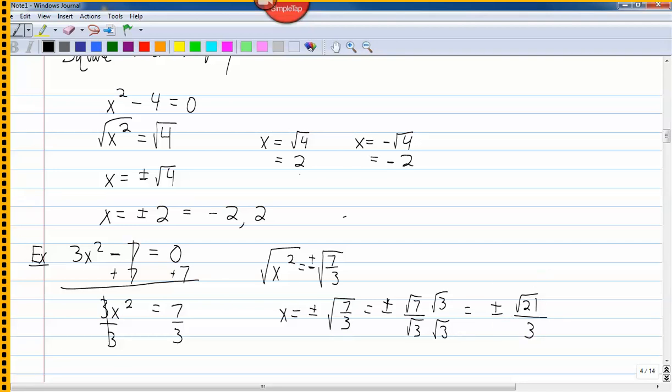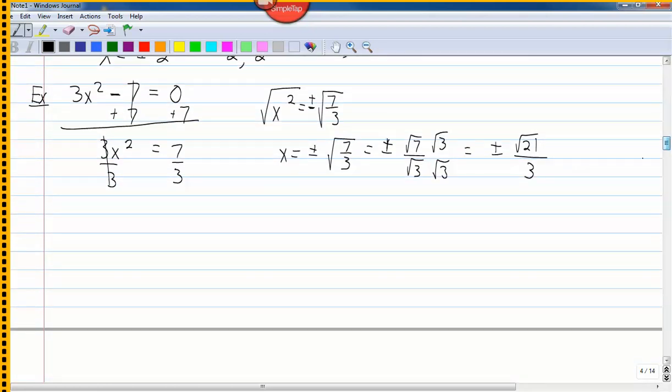So the object of this current lesson is not how to simplify radicals and how to simplify the square root of a fraction. But if you ever do run into that, then just know you need to rationalize. So that means that one answer is a positive square root of 21 over 3, and one answer is a negative square root of 21 over 3. So this is the square root property.